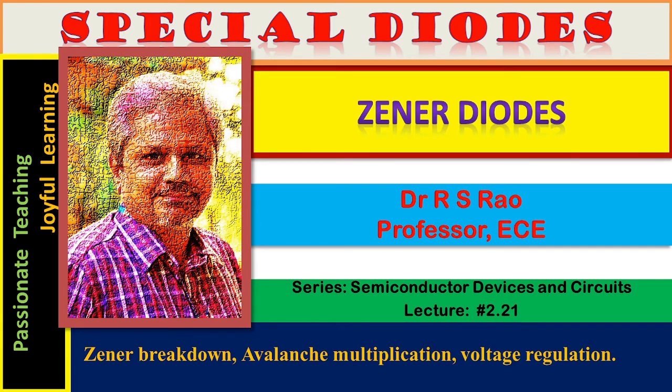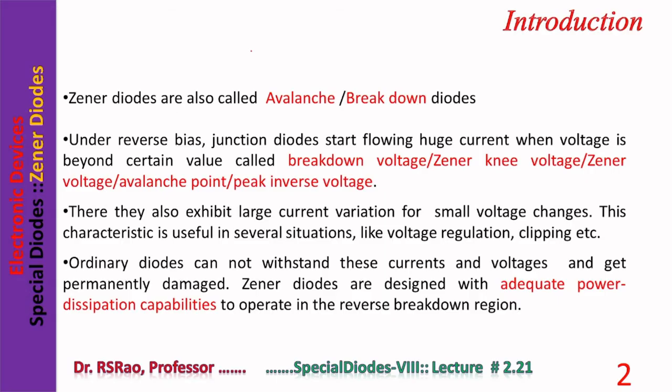In the present session, we focus on Zener diodes, their structural features, constructional details, their current voltage characteristics, and also their applications. Now, let us move further to begin the session. A few introductory points are given here. Zener diodes are also called avalanche or breakdown diodes.